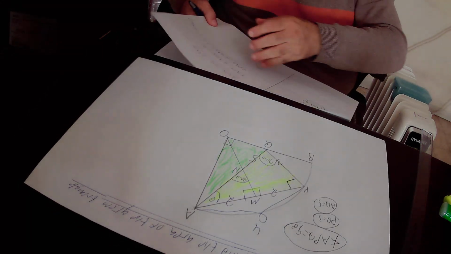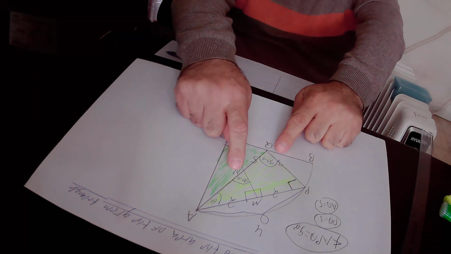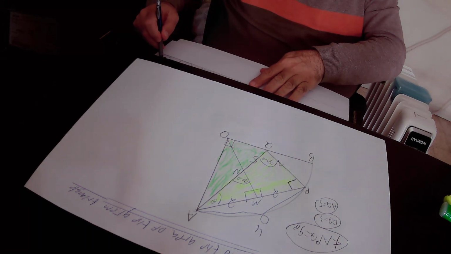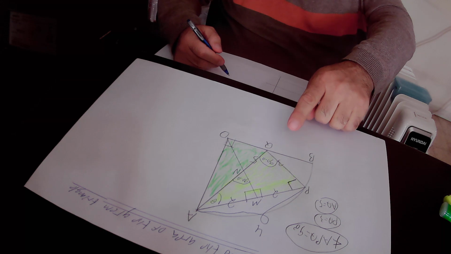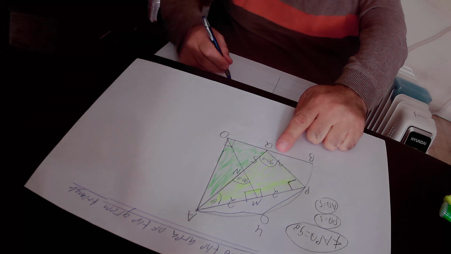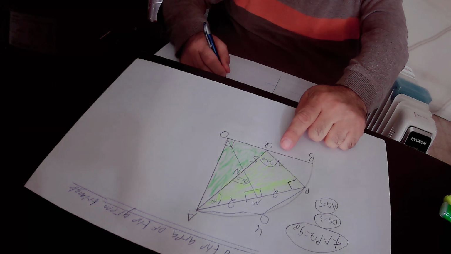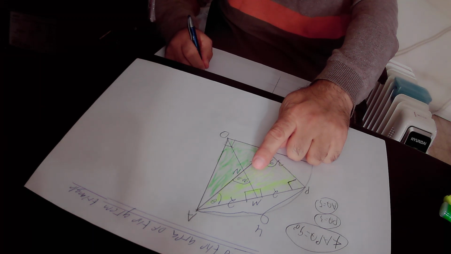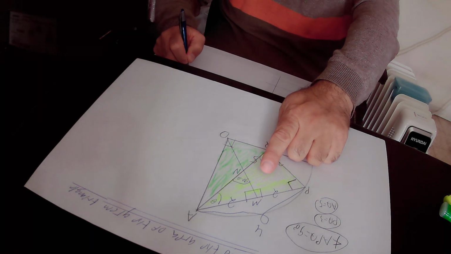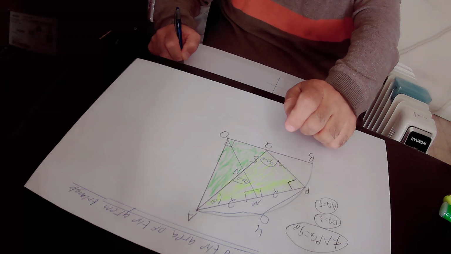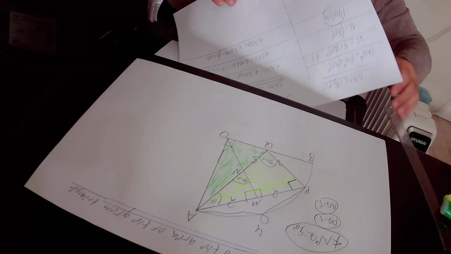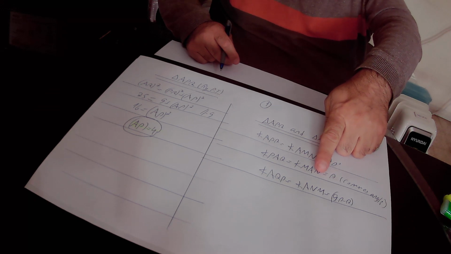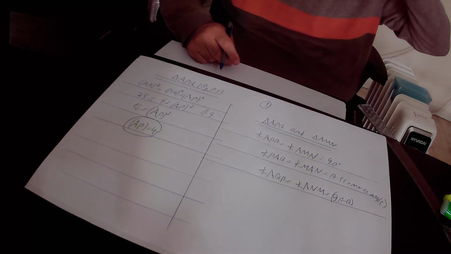And finally, those two angles are both equal to 90 degrees minus theta, therefore they are equal to each other. So angle AQP in the big triangle equals angle ANM in the small triangle. They are both equal to 90 degrees minus theta, therefore they are equal to each other.